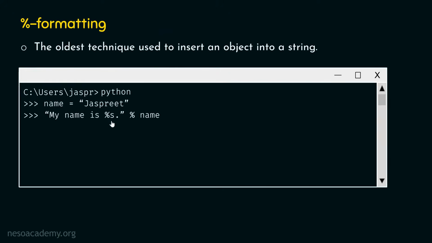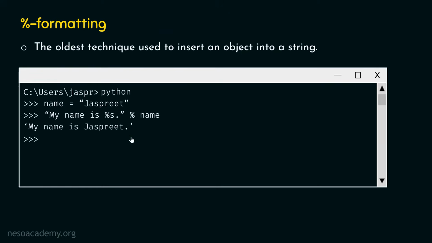We need to specify the exact position where we want to insert the external object. After this string, we need to provide the % sign and then the name of the variable which we want to include in our string. So we need to provide the object here. If we hit enter, we will get "my name is Jasprit" as the string. So this is the basic technique, and one of the oldest techniques, to insert an external object into a string.